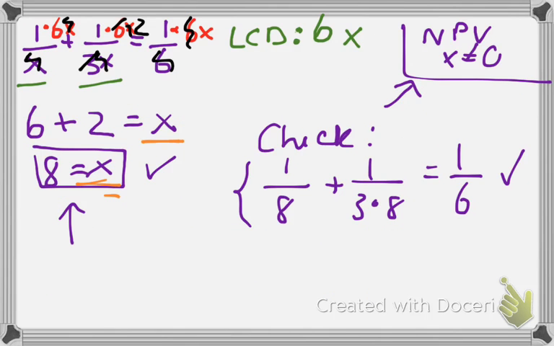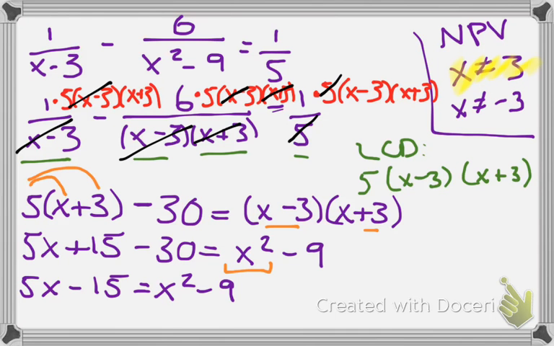Okay, so that's all there really is to solving. Remember, we want to factor first. Then we want to find our NPVs and our LCD. Everything gets multiplied by our LCD, right? We can see how we did that here. You do that so you can eliminate the denominator, and then you solve for x. And that's all there is to it.